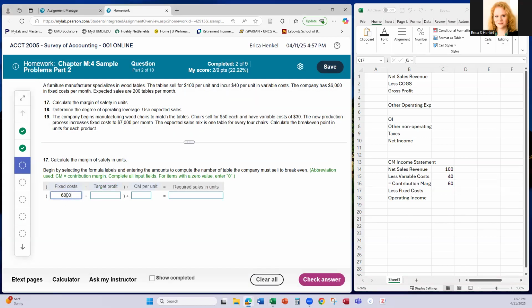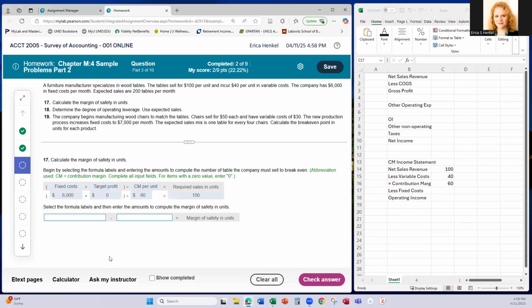So $6,000 in fixed costs with a break-even profit level here and $60 contribution margin per unit. We figured this out in the last problem. Our required sales in units is 100 units.